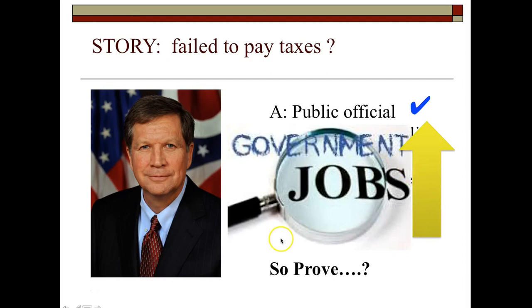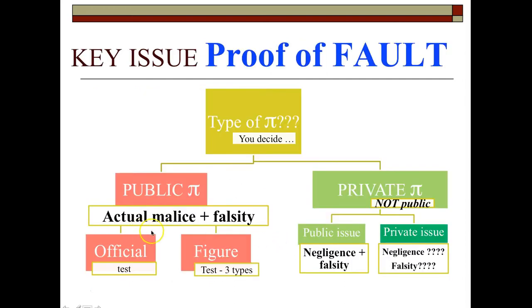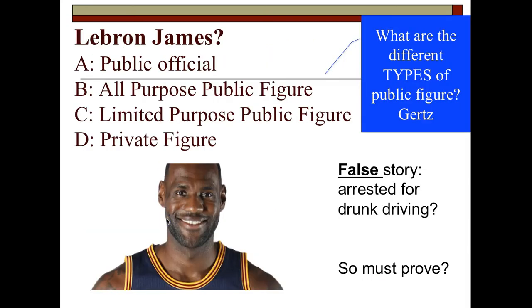What does that mean he would have to prove? He would have to prove actual malice, that the author of the story knew it was false or had reckless disregard as to its truth or falsity. Let's take a different example. LeBron James. What kind of plaintiff would he be?